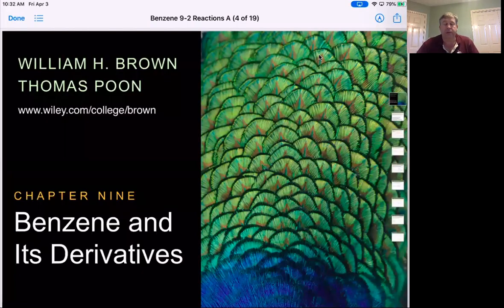Hello, Chemistry 2330. This is a continuation of Chapter 9, Benzene Derivatives, and this is Section 9-2, Reactions A. So now that we know that benzene is an aromatic system and it has different reactivity than other systems, let's talk about why that is and what reactions it actually does do.